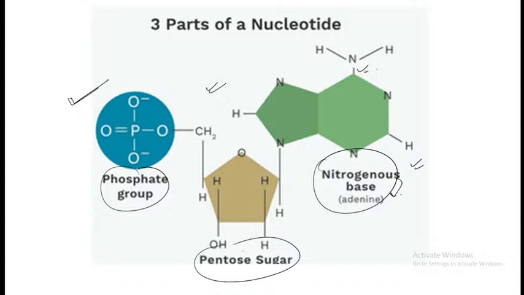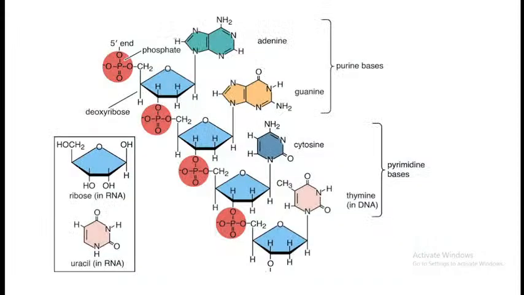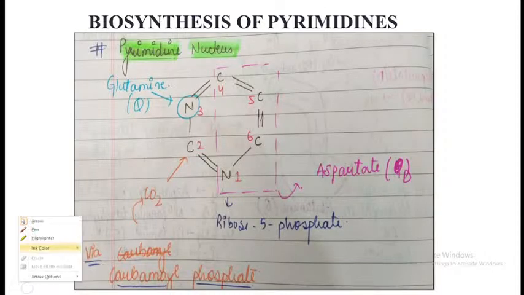Depending upon the difference in the nitrogenous base and depending upon the sugar that is there, there is a change in the type of the nucleotide, right? Either DNA or RNA. So next, you have the biosynthesis of purines and the biosynthesis of pyrimidines. So see, I have tried to keep it very, very simple. This is from my own notes.